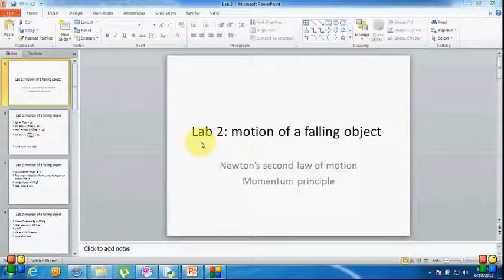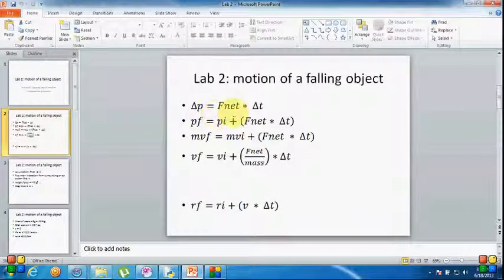Hi, this is Lab 2, motion of a falling object, using Newton's second law of motion and the momentum principle. The momentum principle is delta p equals F net multiplied by delta t, and Newton's second law gives the final velocity equal to initial velocity plus F net divided by mass multiplied by delta t. We can also predict the motion of an object using this equation.